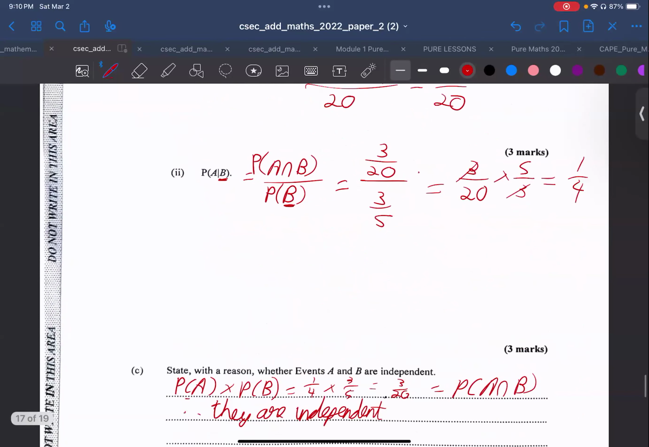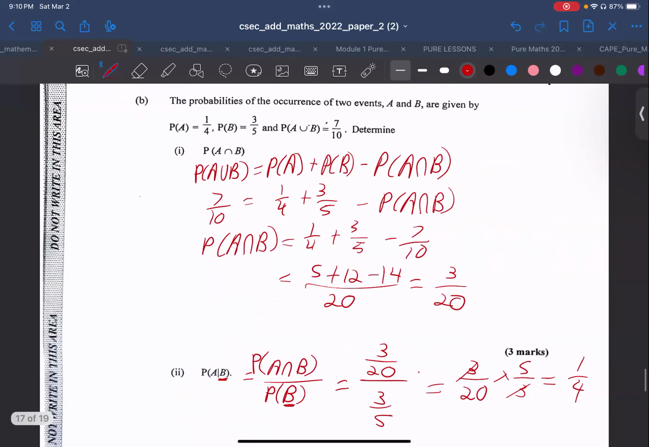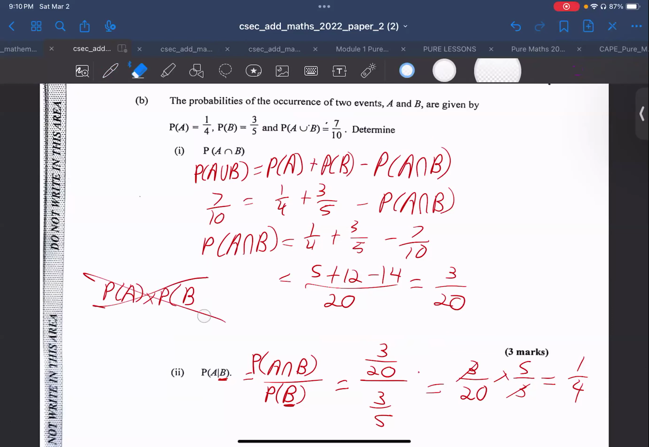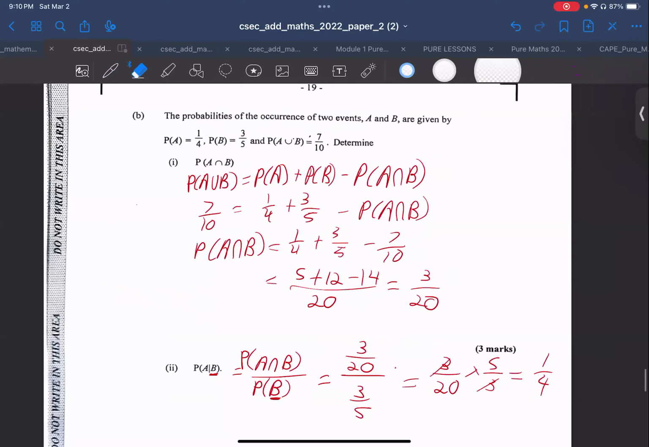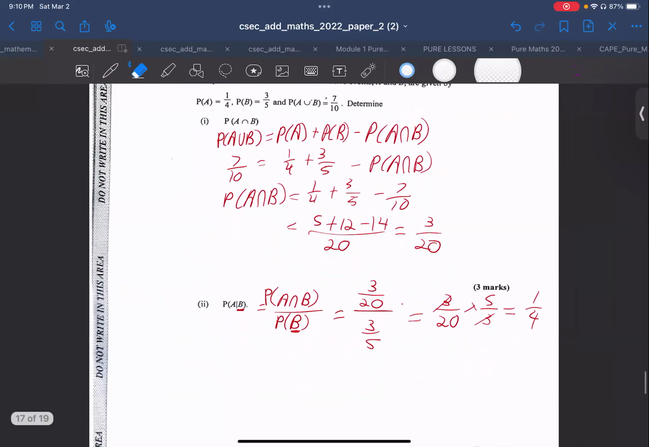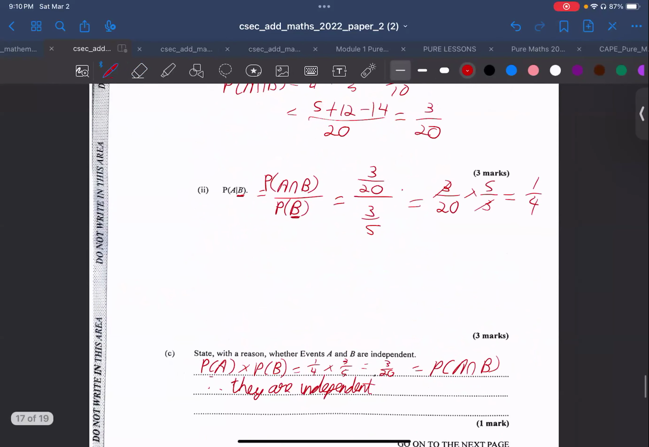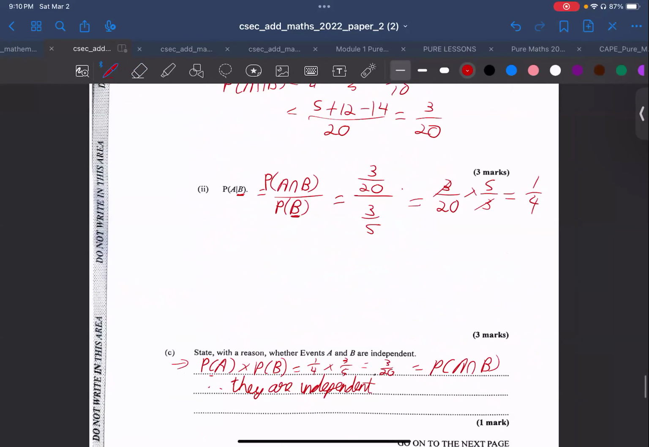Right? So a lot of y'all who did for the A intersect B put it as probability of A times the probability of B. I know I've seen this a lot, right? Do not do this. Do not assume they are independent unless they state it. Because they didn't state it was independent, you have to use the long formula here, okay? So just be careful with that, right? So do not use it.